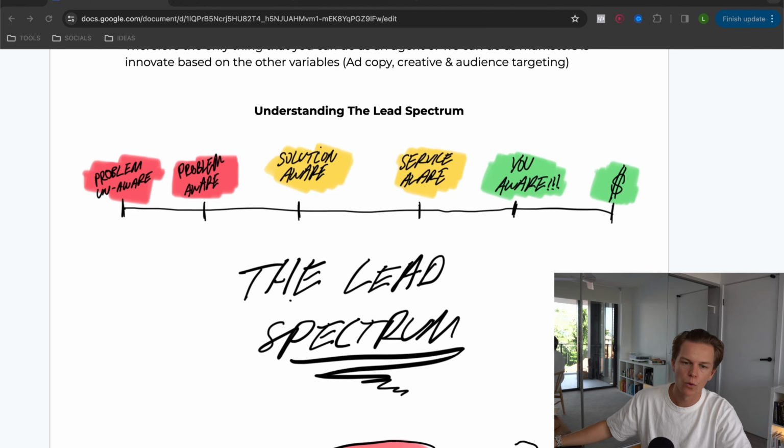So problem unaware people, and I'm just going to explain this in the context of the real estate sales cycle for acquiring sellers. A problem unaware person is someone that doesn't have a problem with regards to selling their property. They are someone that has zero intent to sell their property. They don't even care necessarily what it's worth right now. It's not even on their radar whatsoever. Therefore, they would never be someone that we'd want to market to or get into a sales conversation with, because they don't have a problem to solve.